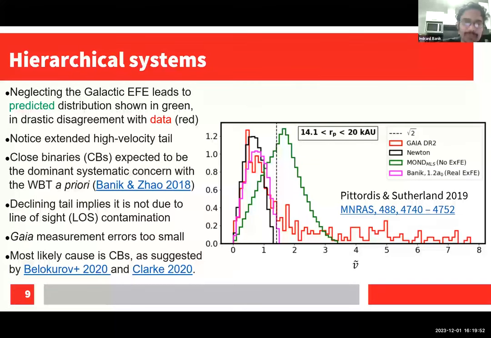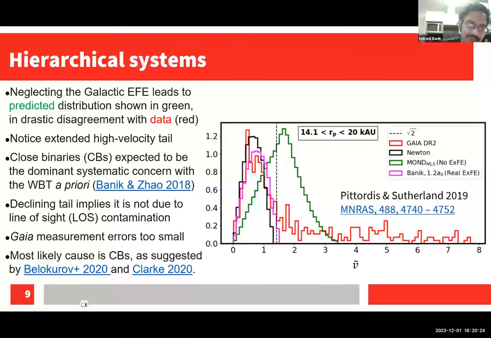So this is thought to be due to close binaries, which we expected would be the dominant concern a priori. The declining tail implies it's not due to line-of-sight contamination. That would cause a rising tail, which is not observed. It is observed if you go out much further than is shown on this plot. But basically, it's also not caused by Gaia measurement errors, for reasons I'll explain later.